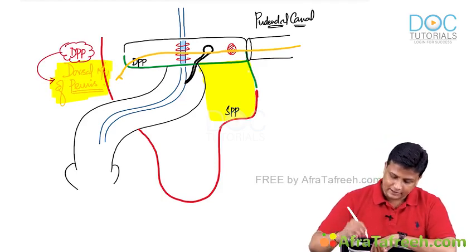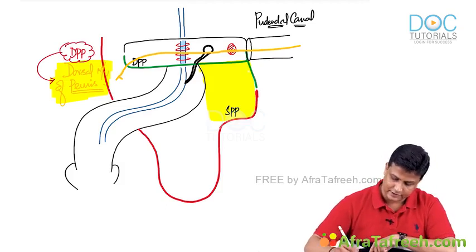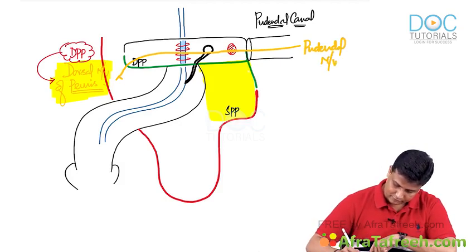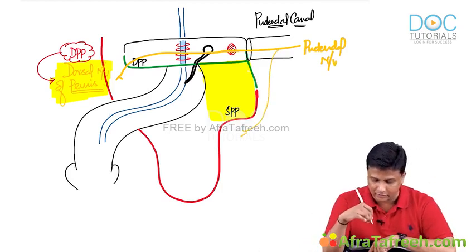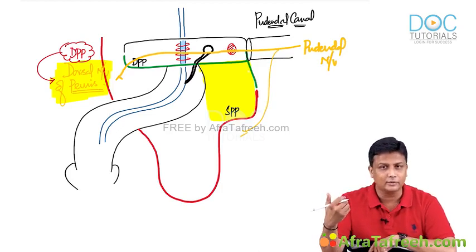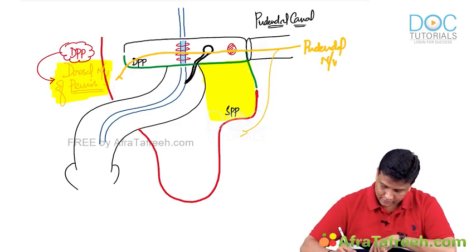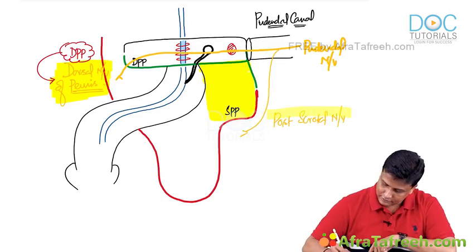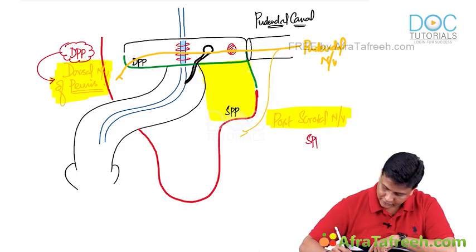Perfect. And then the same pudendal nerve is also going to give one more branch here, and that branch is going to bypass this one here. It's not given in the deep perineal pouch, it's actually given before entering into the deep perineal pouch, and that will be the posterior scrotal nerve. And this posterior scrotal nerve is the content of only the superficial perineal pouch. It is not a content of the deep perineal pouch.